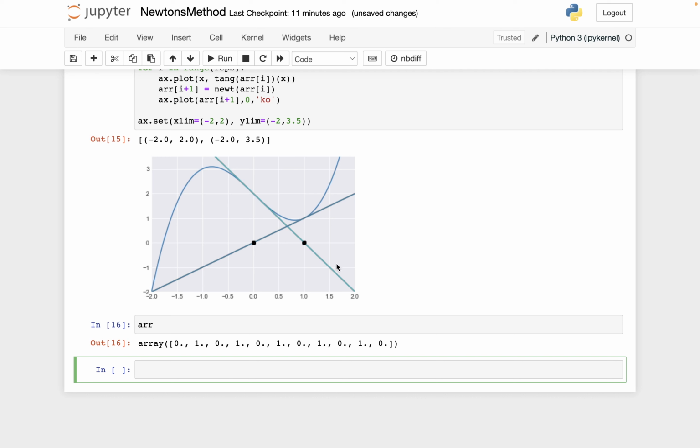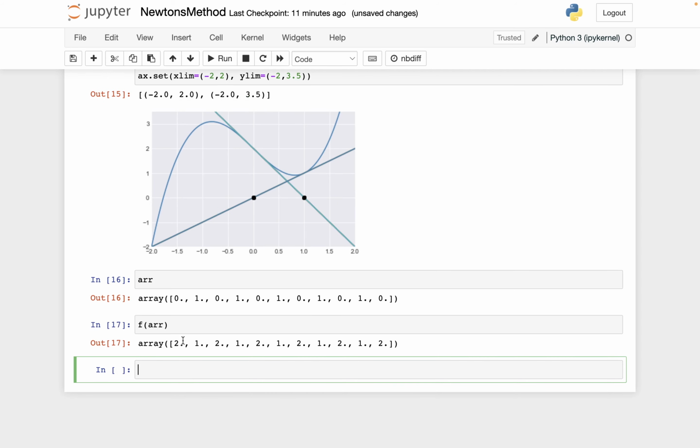And these are very far from actual roots. For example, if I apply the function f to arr, I'm hoping the outputs are close to 0. But the outputs are exactly 2 and exactly 1, just repeating over and over again.